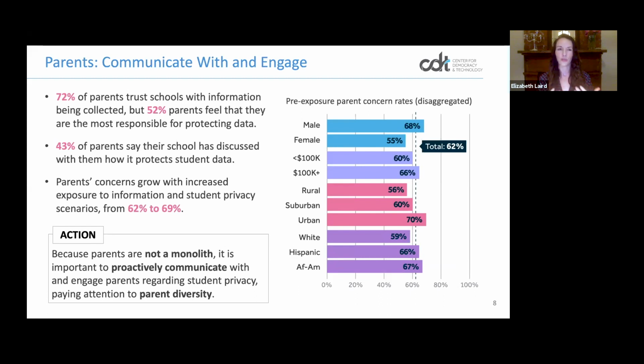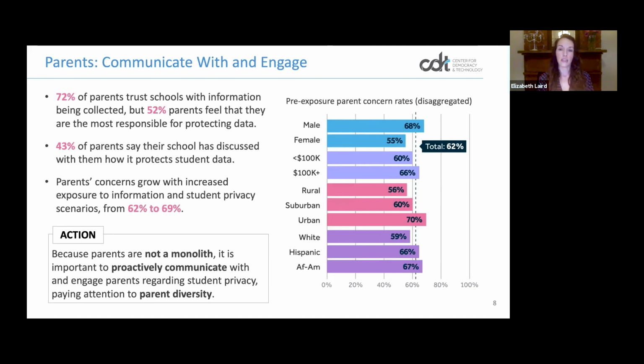If it's a school or a teacher explaining how they protect data and being proactive, that's going to be received very differently than if it's something that's read about in the media about a data breach, or if it's being passed by word of mouth about issues that the school might be having. So it's important to think about who is communicating with parents and how they're receiving that information. And as I said before, parents' concerns do grow as they learn more about the issue.